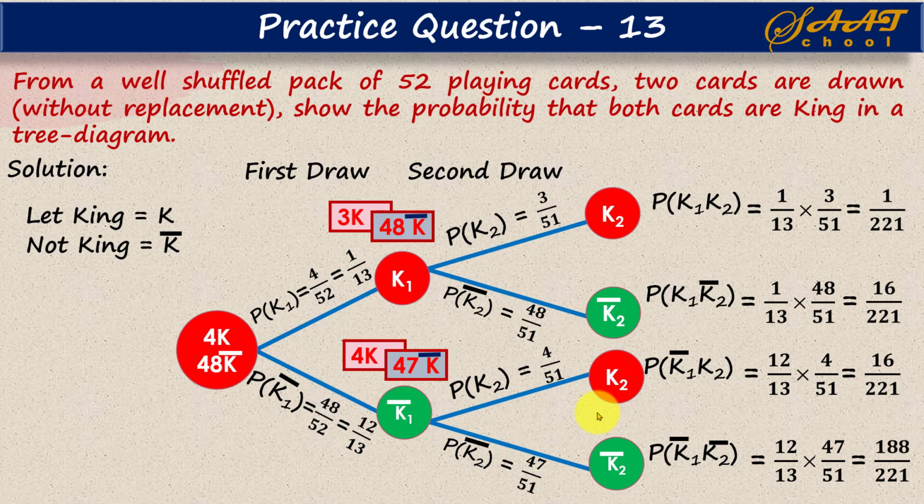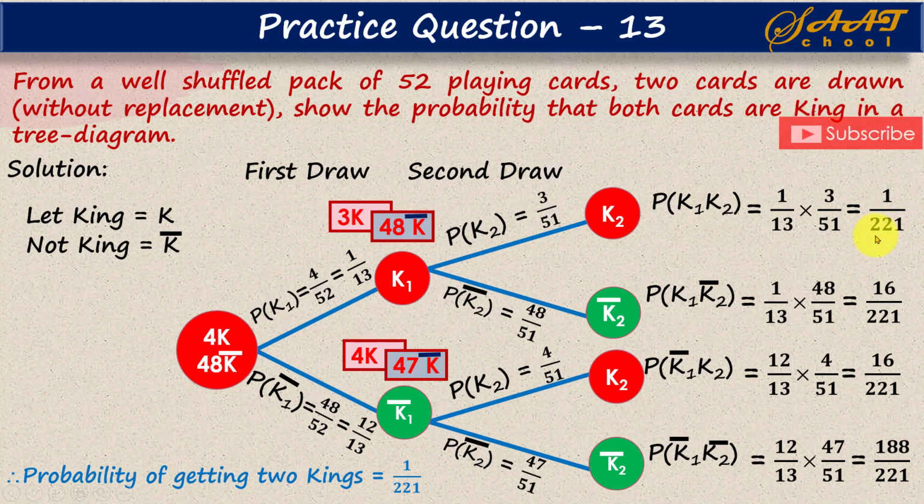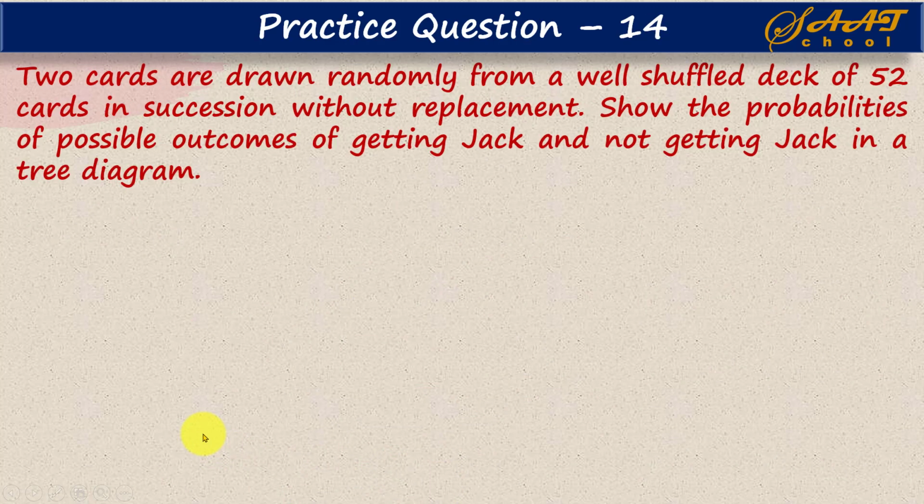Now the question is to find the probability that both cards are king, meaning this one. So this is the probability where both cards are king, which is 1 by 221. This is the probability of getting two cards which are king, 1 by 221. So this is how we saw it in a tree diagram.